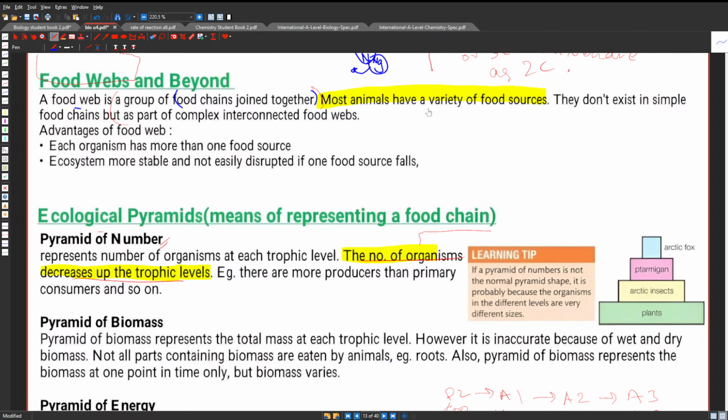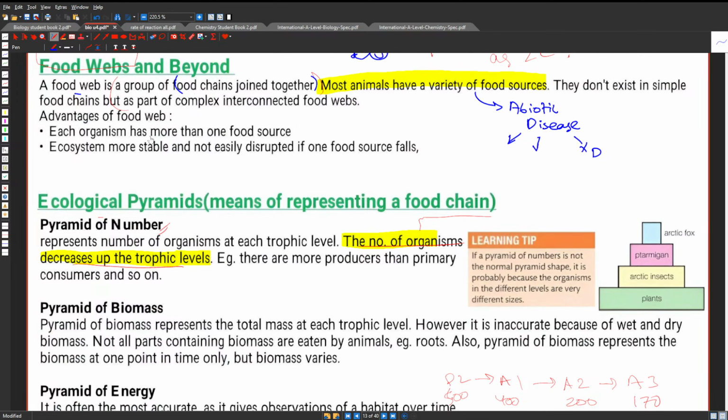So a food web is these food chains joined together, a group of food chains that join together. Most animals have a variety of food sources. That's brought up in your abiotic factors when referring to disease. It gives them chances to survive by having different food sources, which they can get to when one is blocked by disease, when they are weak and cannot hunt them. They don't exist in simple food chains, but as a part of complex interconnected food webs. The advantage of a food web: each organism has more than one food source. The ecosystem is more stable, not easily disrupted if one food source fails.